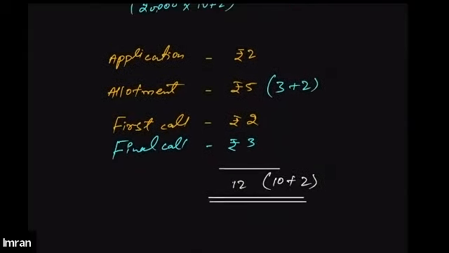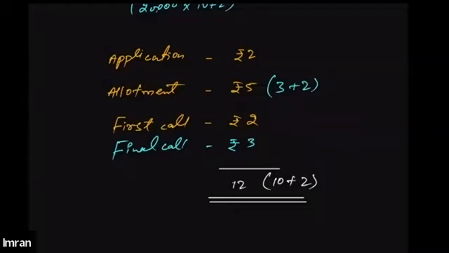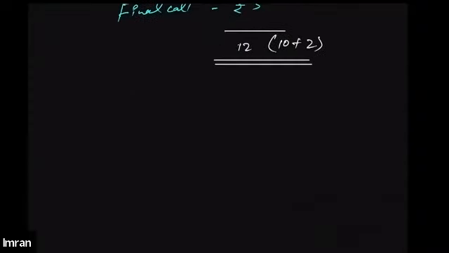Anyways, the question is asking us to pass the journal entries, record the above transaction and show the balance sheet. Okay, so let's first of all quickly prepare the journal entries.